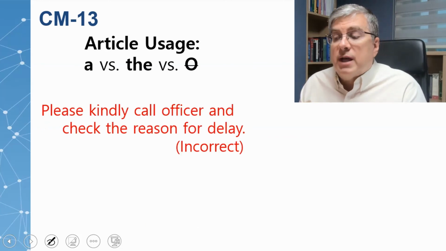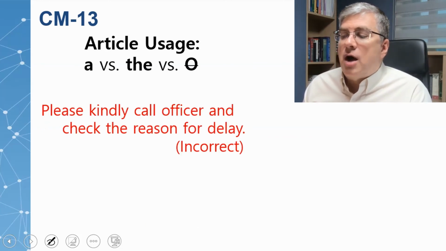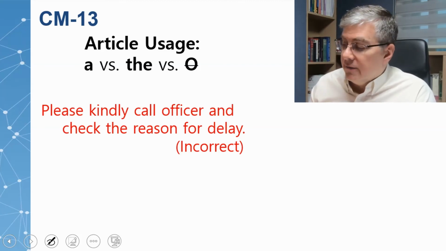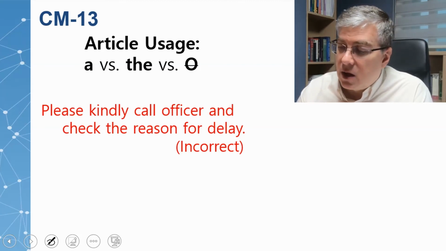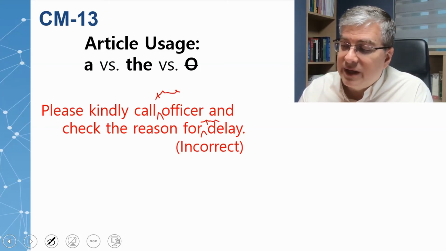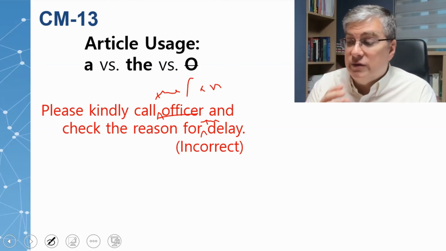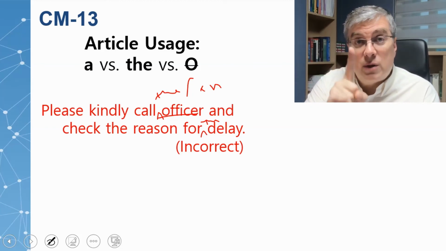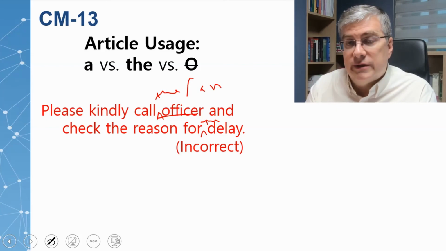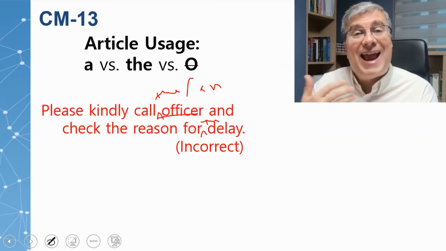A couple more examples. Please kindly call officer and check the reason for delay. There's two problems here. First of all, please kindly call the officer, right, and check the reason for the delay. Now you could also use an, right? So if there's only one officer working at the company or in that department, then you say call the officer, because there's only one. But if there are many officers, then you could say, please kindly call an officer.